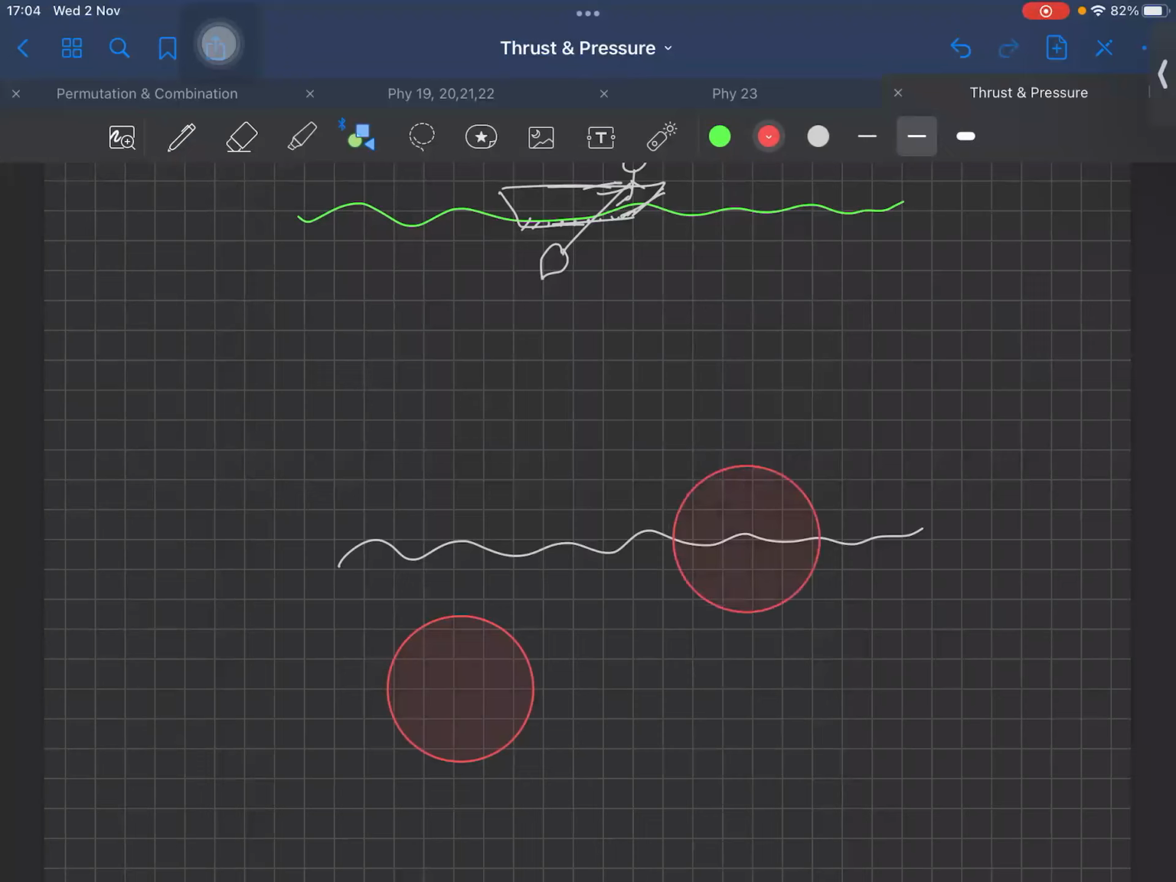There will be some body which will float partially on water, right? So this is called partially floating, and this is completely inside water. This one is completely inside and two is partially inside the water body or any fluid body. It doesn't have to be water all the time. Okay, understood?